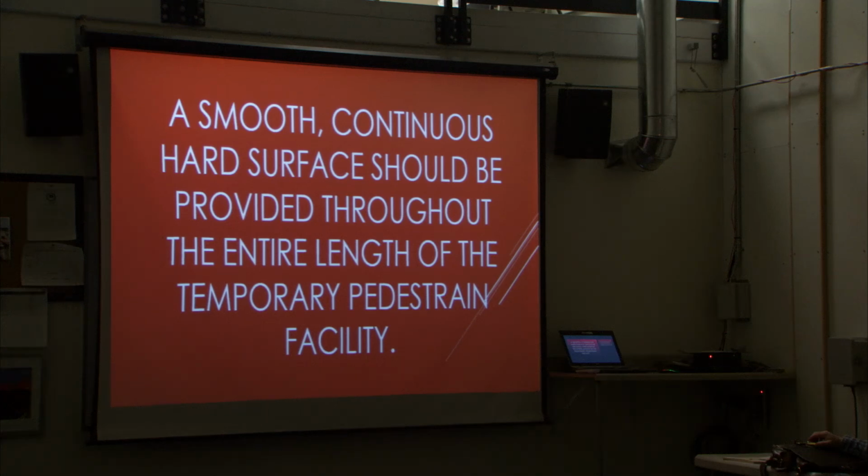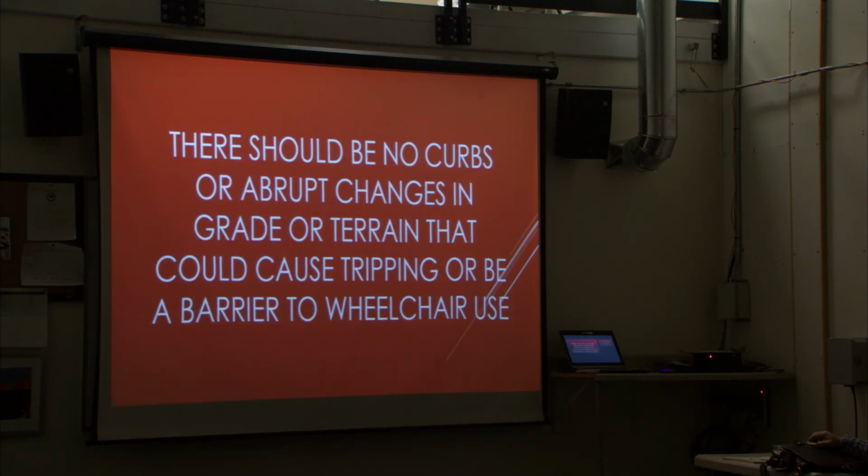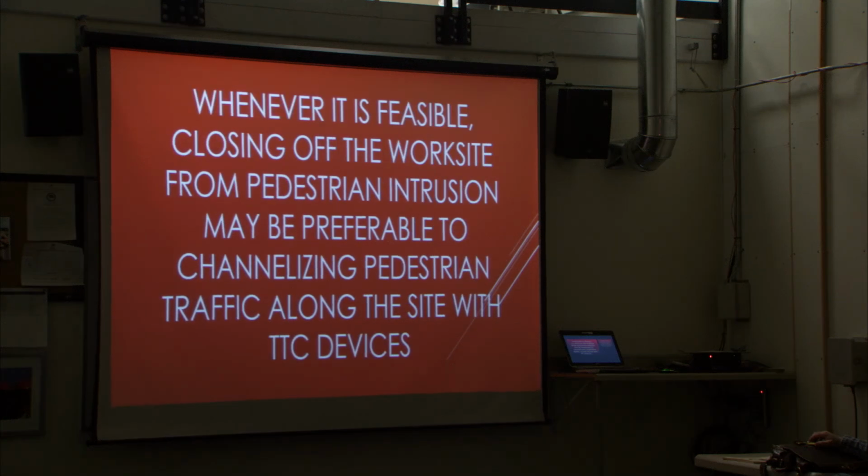One question that was asked is, if I have a sidewalk open, for example, would it be okay just to fill that portion with sand up to that same level? If I'm 95 years old and I'm in a wheelchair, I'm going to be there for a while. So yeah, it has to be something that's consistent with the rest of the sidewalk. There should be no curbs or abrupt changes in grade or terrain that could cause tripping or be a barrier to wheelchair use.